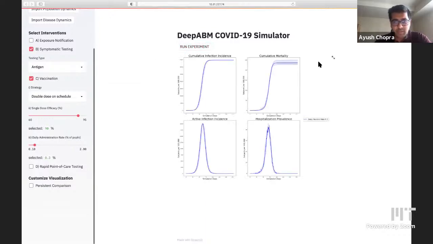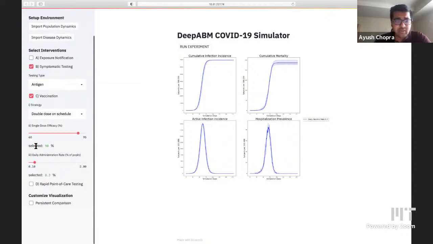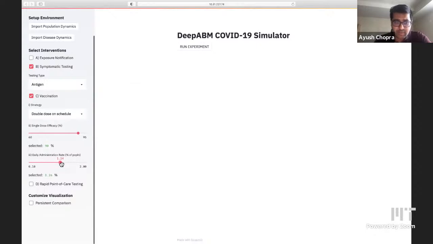The DeepABM tool runs this experiment in real time and helps us visualize the cumulative infection, mortality, and hospitalizations over a period of 6 months through the simulation. Now, we may want to tweak and study the effect of granular changes in parameters. For instance, what if we increase the daily administration rate to 1% of the population per day?